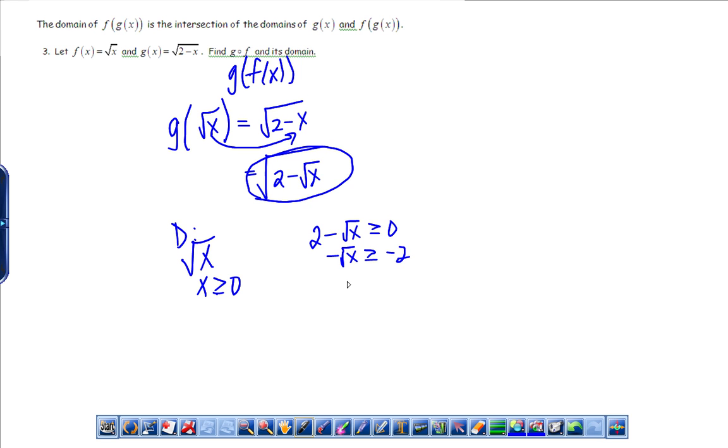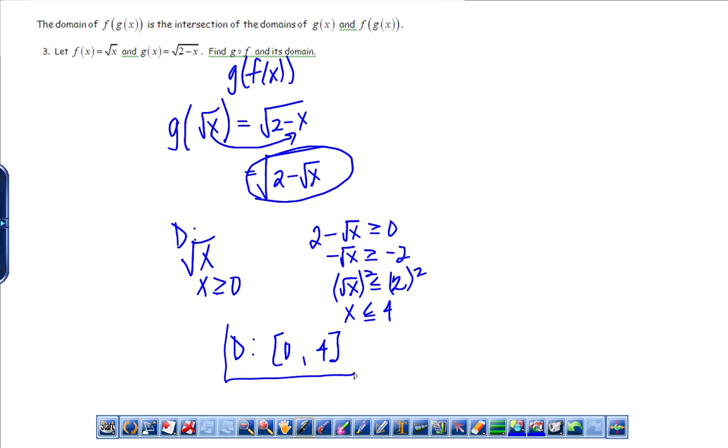I would divide by negative. So the square root of x is going to be less than or equal to 2. Let's square everything. So that gives me x is less than or equal to 4. And if we combine both of these, it looks like your domain for everything is going to be 0 to 4. And that would be everything.